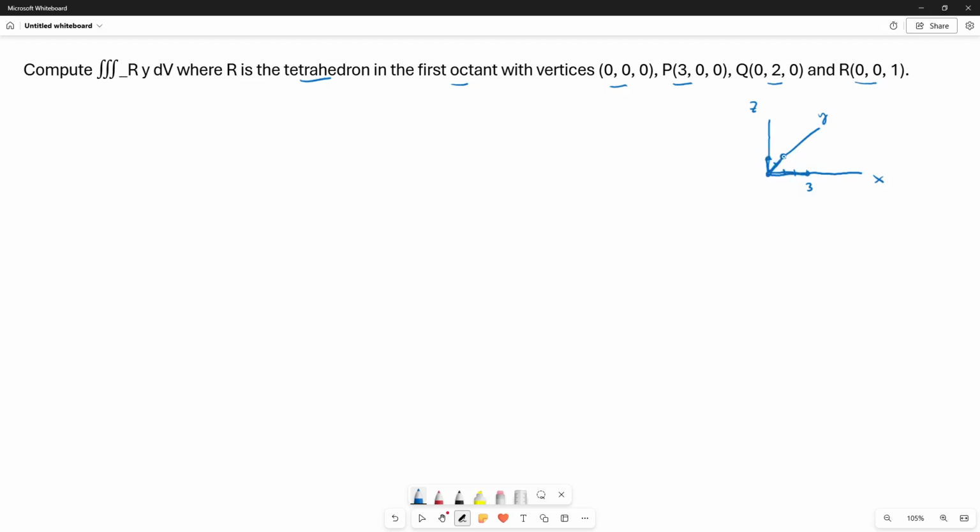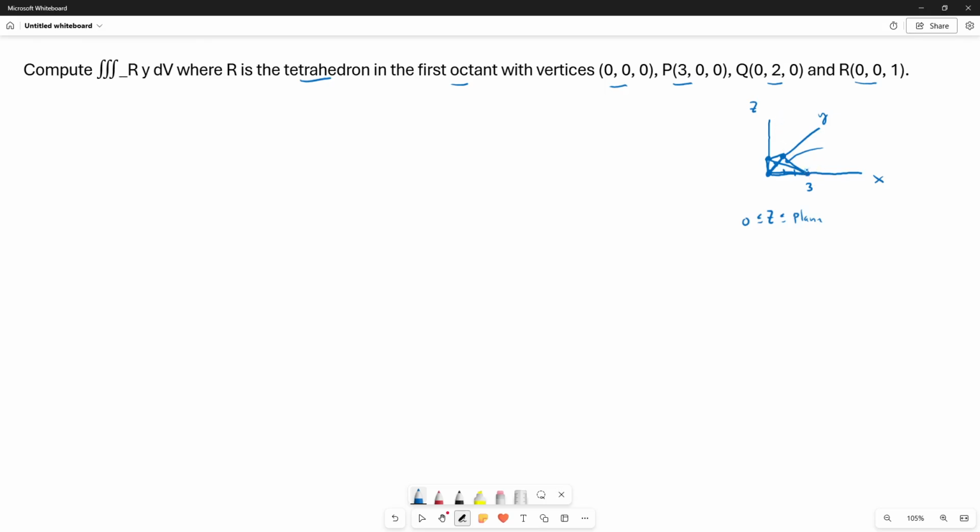and the other 3 edges are this edge in the xy plane, this edge here in the yz plane, and this edge here in the xz plane. So there's our tetrahedron. So the z variable is going to go from the floor at 0 up to the tetrahedron. So we have to figure out the plane at the top.